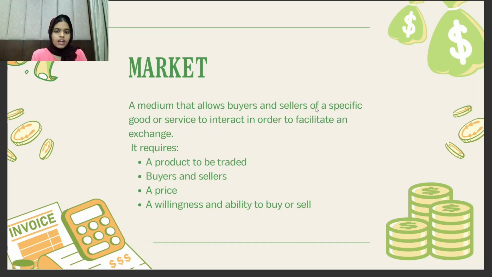A market is simply a place or a system where the buyers and the sellers meet to exchange goods or services. For a market to exist, there must be a product to buy or sell, both the parties, that is the buyer and the seller, a price for that product or service, and people who are willing to buy and able to make the exchange.